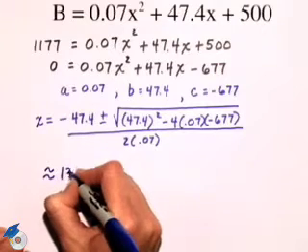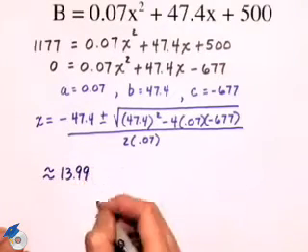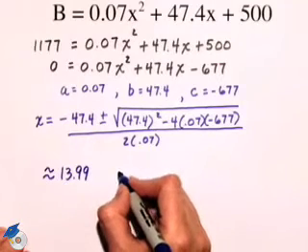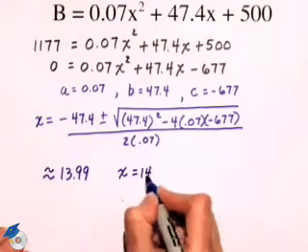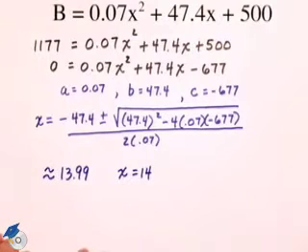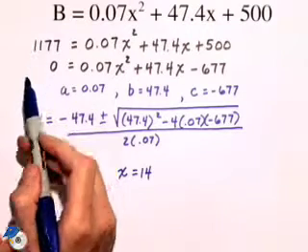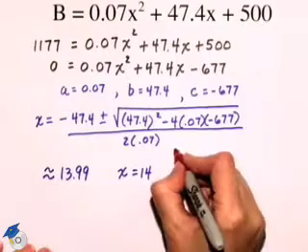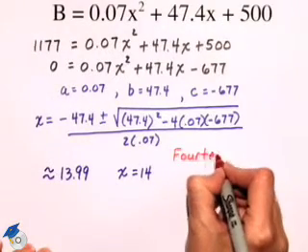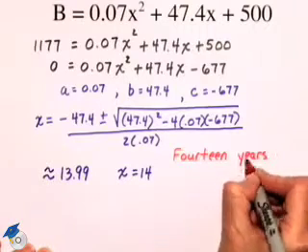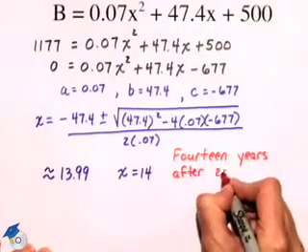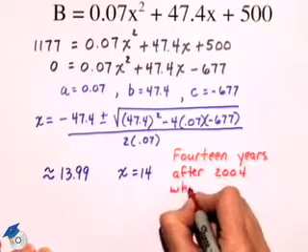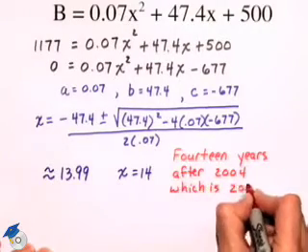In the calculator, it's equal to approximately 13.99, and we're asked to round to the nearest year. So therefore, we can say x is equal to 14. So the answer to our question, according to this model, when will the amount paid in benefits be equal to $1,177 billion? Well, when x is 14, or 14 years after 2004. So the answer will be 14 years after 2004, which is the year 2018.